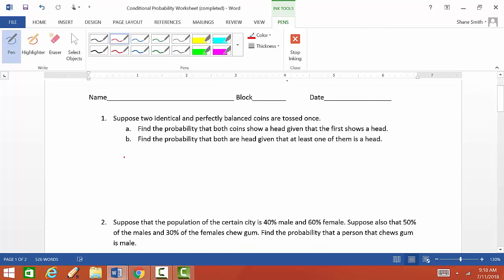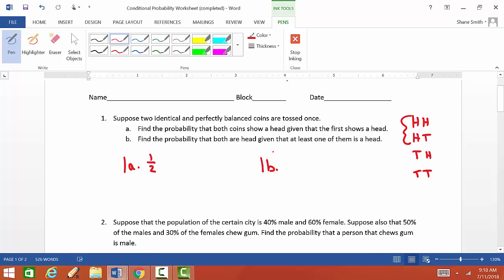Okay, so the first one is 1A: if two perfectly balanced coins are tossed once, find the probability that both coins show a head given the first shows a head. And I think the simplest way to do this is just think of the sample space. So we can have heads-heads, heads-tails, tails-heads, and tails-tails. These are the four possibilities. So what is the probability that both coins show a head given the first shows a head? Well, if we're given the first shows a head, we only have to look at the first two, and one of those two has both coins showing a head.